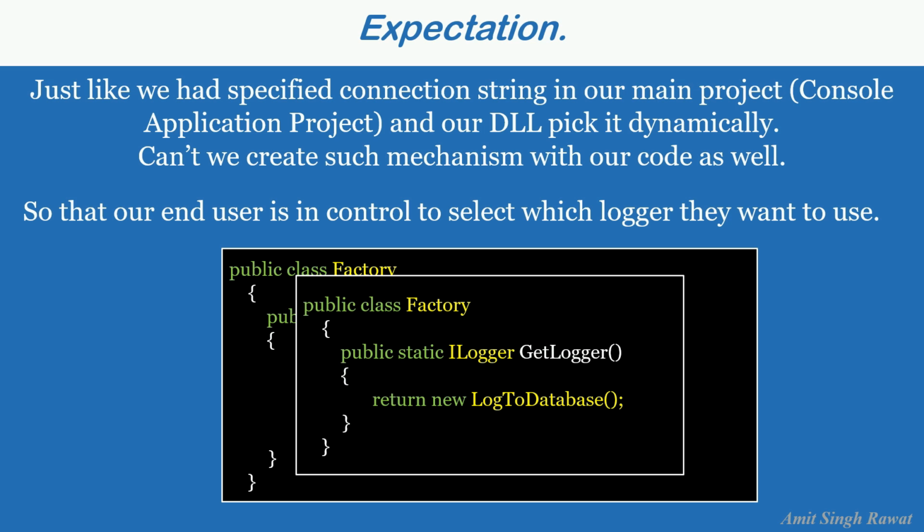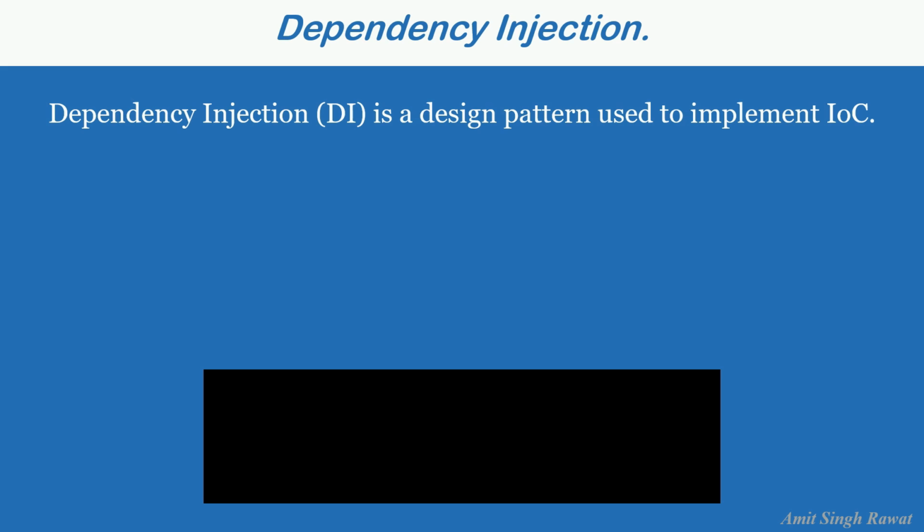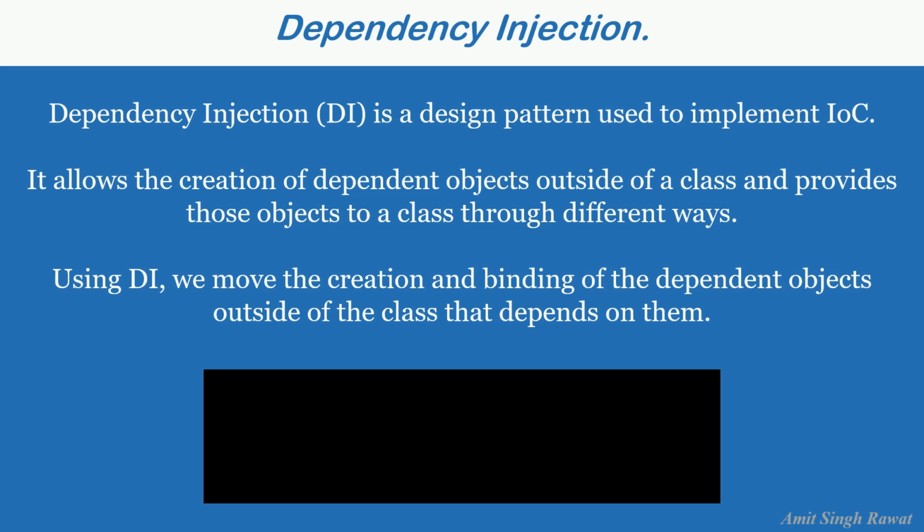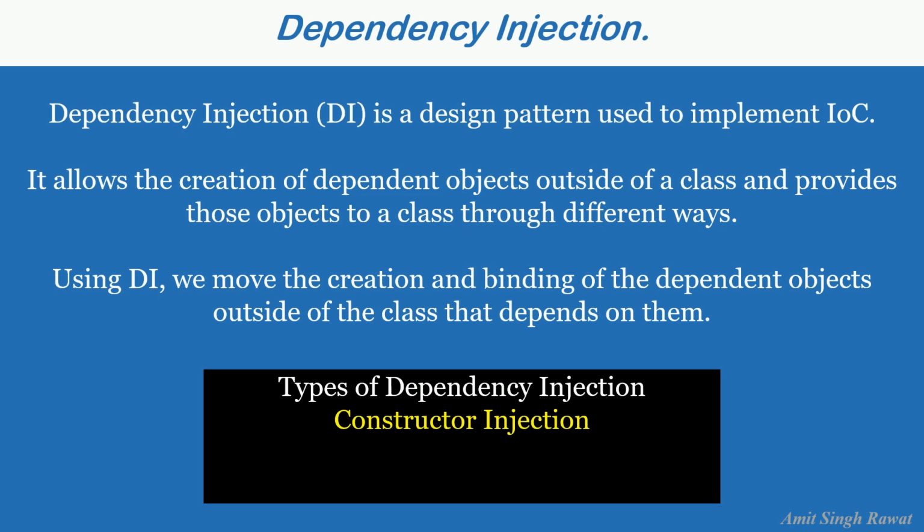Let's learn dependency injection. Dependency injection is a design pattern used to implement IoC. So IoC was a principle, DI is a pattern. It allows the creation of dependent objects outside of the class and provides those objects to a class through different ways. Using DI, we move the creation and binding of dependent objects outside of the class that depends on them. There are different types of dependency injection available: you can inject via constructor, via property, and via methods.